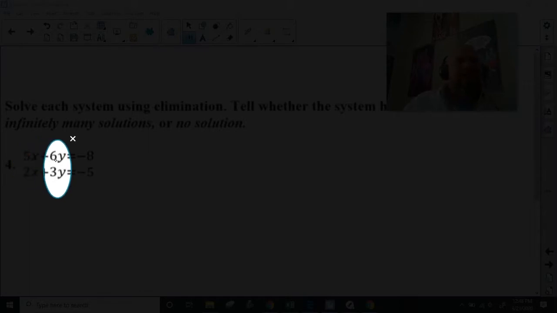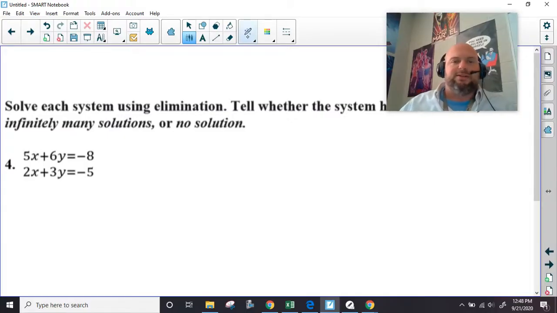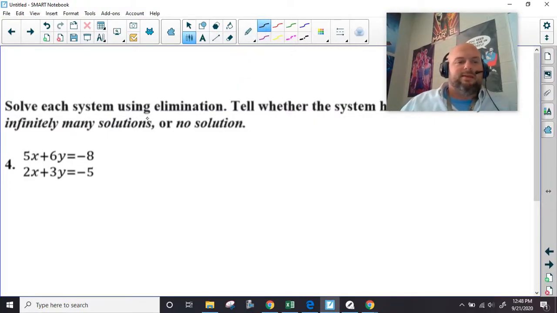Now, 6 and 3, those are multiples of each other. Or 3 is a factor of 6 or whatever. So we can actually focus on getting rid of the y. So I want to leave the top alone.